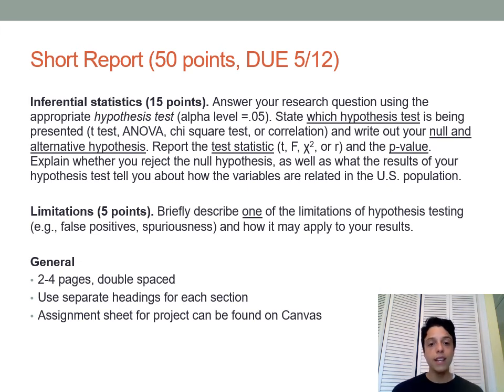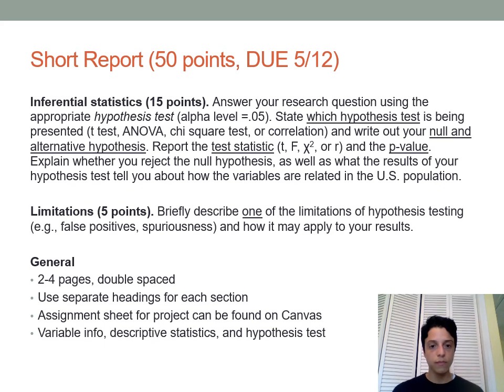You can find a sheet that describes the assignment on Canvas. It says everything I've said here, has some information about the GSS, and has all the questions listed. You should use that as your main guide for completing the project. And you can also find information about the variables, the descriptive statistics, and the hypothesis test results for your specific research question on Canvas as well.